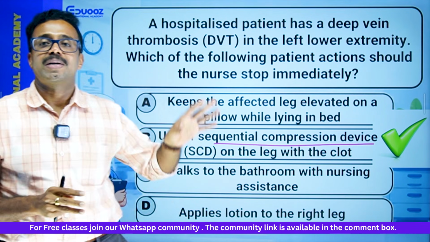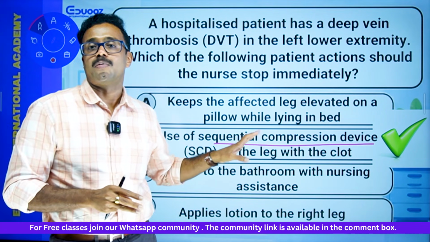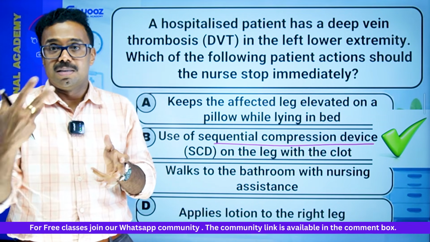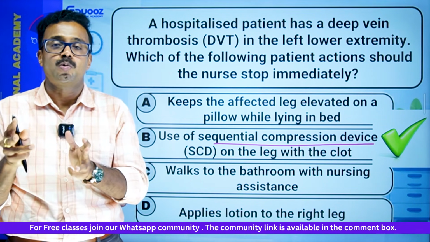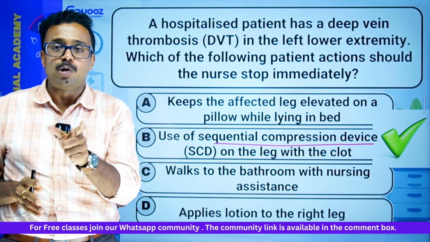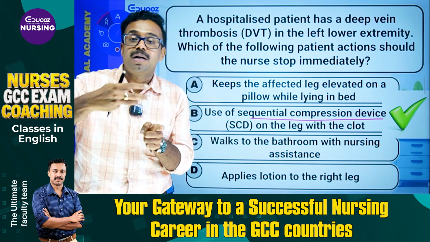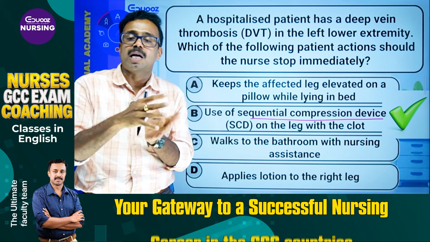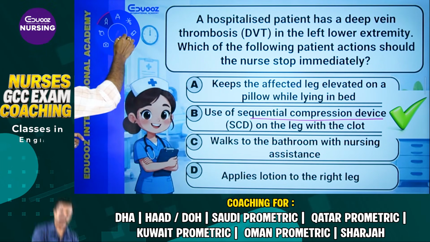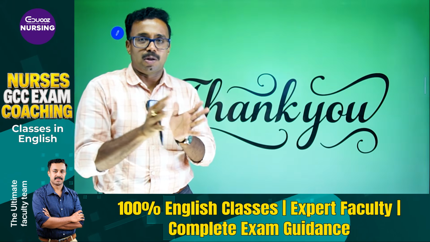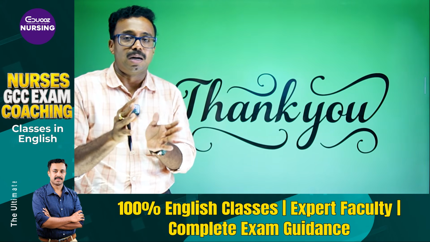Since here the patient has deep vein thrombosis over the left lower extremity, you are not supposed to use this sequential compression device. If you use it in a patient with deep vein thrombosis, it will lead to dislodgement of the clot, which will change into emboli and can obstruct blood vessels and lead to complications in the patient. Okay, this is what I wanted to explain regarding this question.